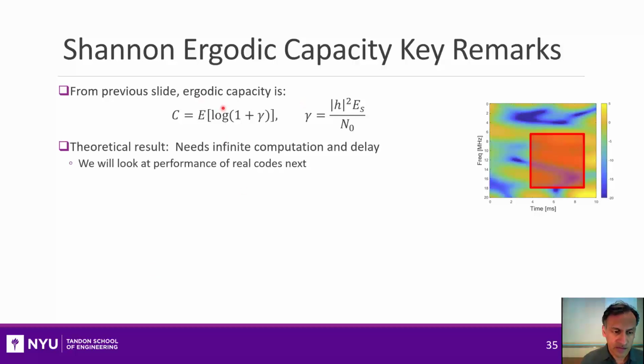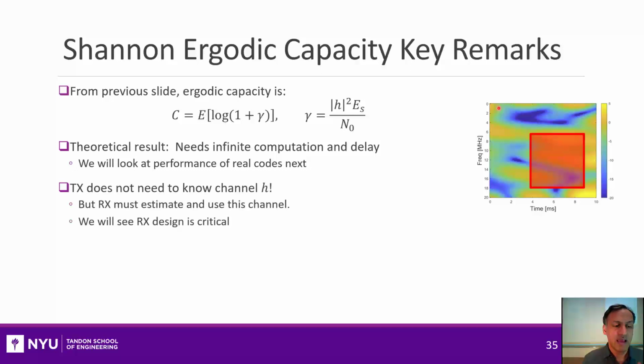The first thing to understand is that it's a theoretical result. In principle, to get this, you would need an infinite amount of computation and an infinite amount of delay. So you'd really want ideally this block to be either very long in time or very wide in frequency. But I'm going to show you next, if you look at these state-of-the-art remarkable codes that people have developed, you will actually get pretty close to this performance at practical block lengths with a reasonable computation.